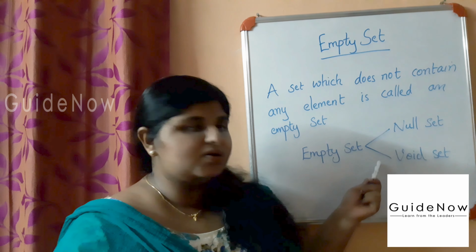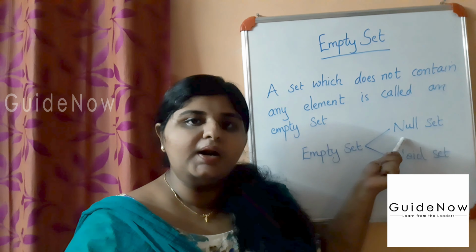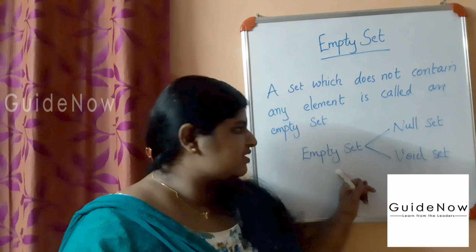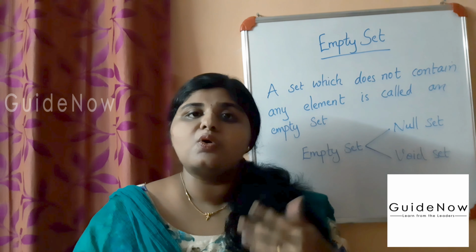So empty set is also known as what? Null set or void set. Null means nothing, void also means nothing. So empty set means having no elements. Let us discuss more examples related to this empty set.